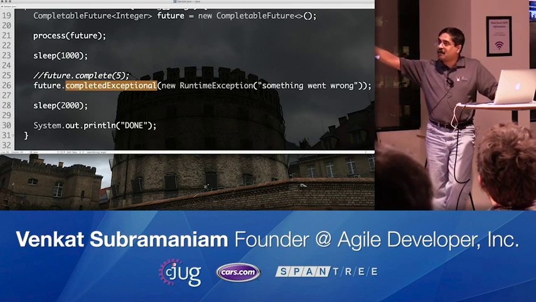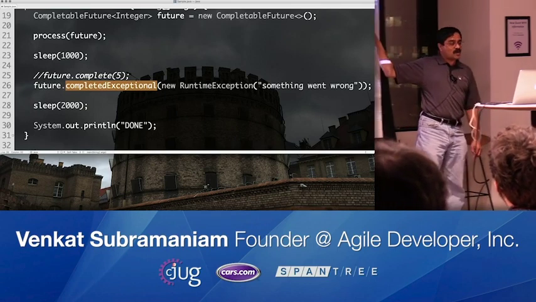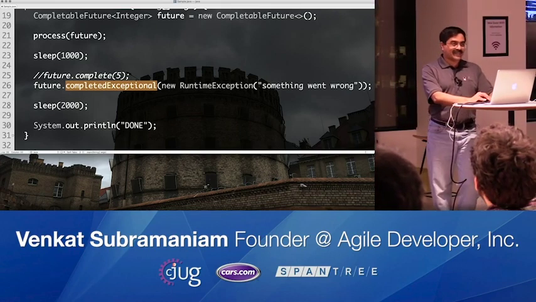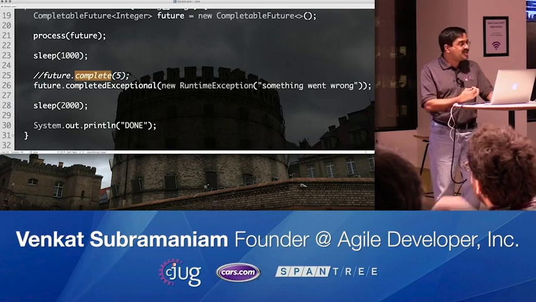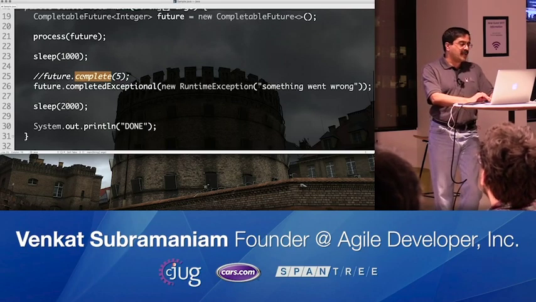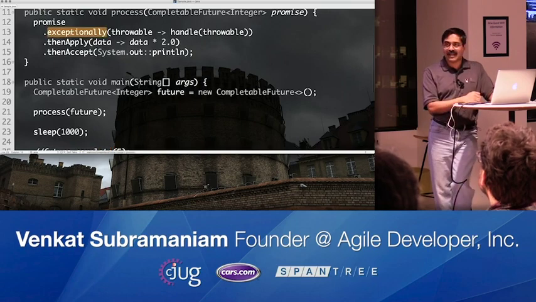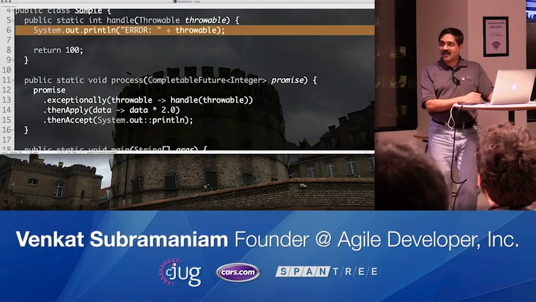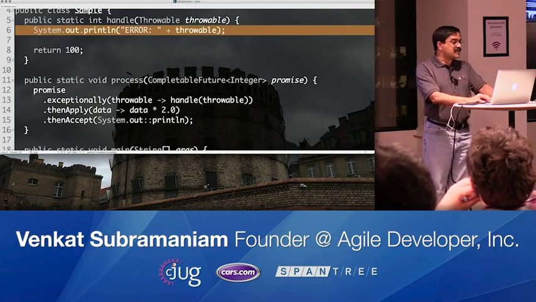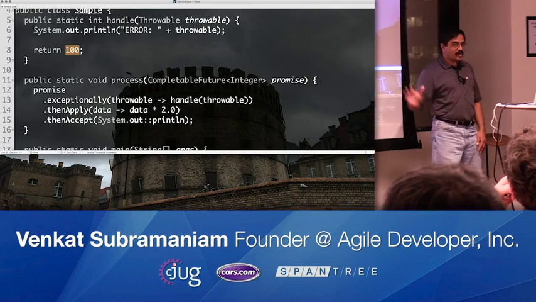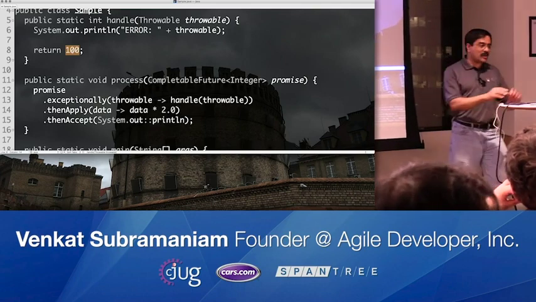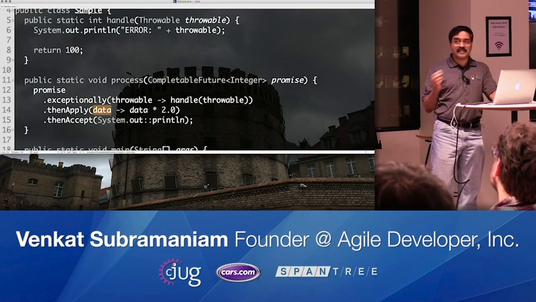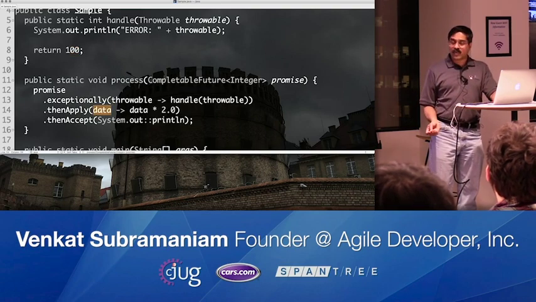Well, the point really is we're going to blow up right now with this exception called "something went wrong." Well, what's going to happen now? Notice we didn't complete successfully. We didn't resolve. We are rejecting. And because we are rejecting, it is going to get into this exceptionally. And what does that do? It prints the error saying "error, something went wrong," but it says, you know what, I can recover, and returns 100. And because it returns 100 after printing that error message, we're going to take the 100 and double it to 200, and we're going to print the 200.